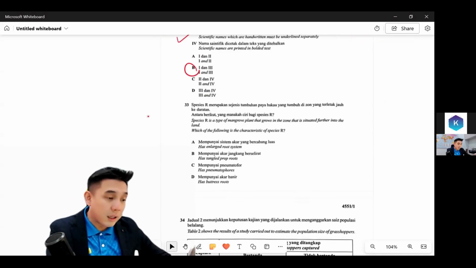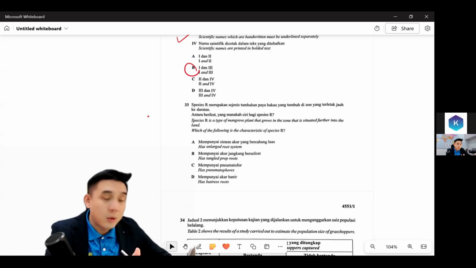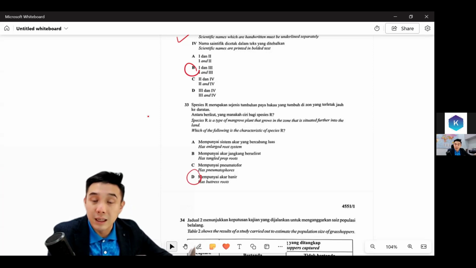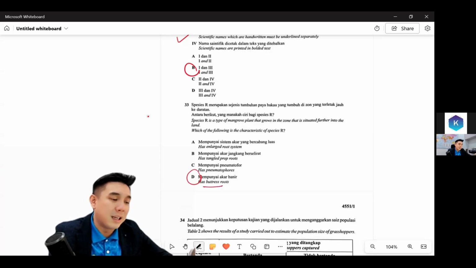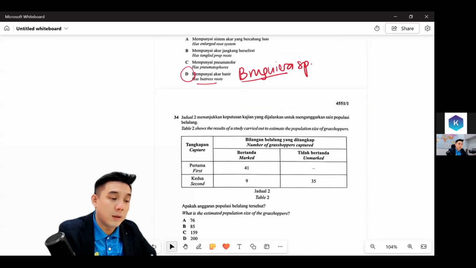Species R is a type of mangrove plant that grows in the zone that is situated further into the land. Guys, we may be talking about Bruguiera, but let's look at it. Oh yeah, definitely Bruguiera, because for the innermost zone, they did put buttress roots. Definitely it's Bruguiera species. Okay, 33, the answer is D.